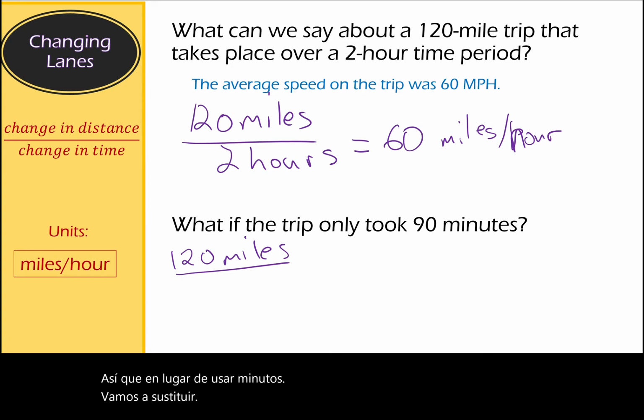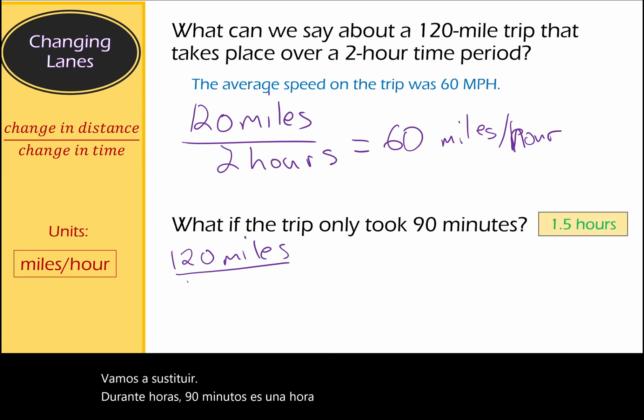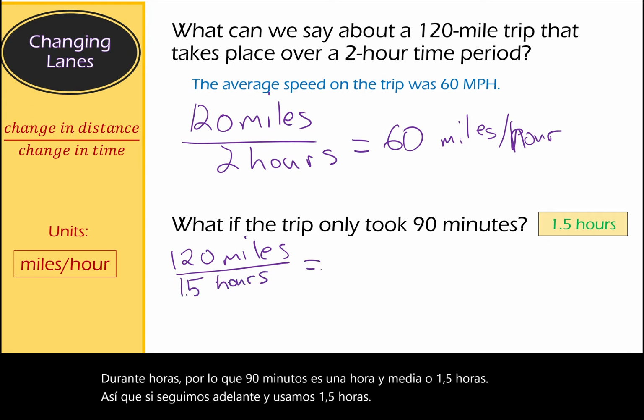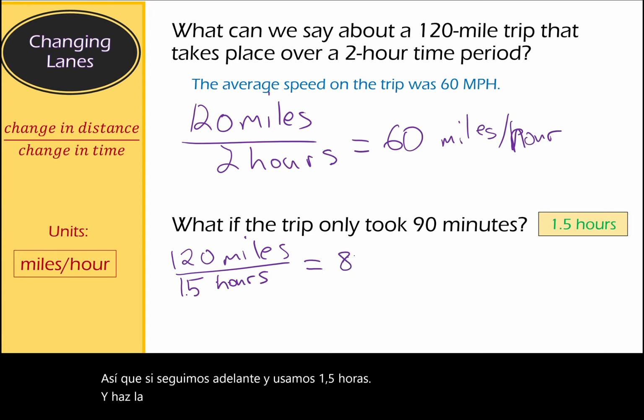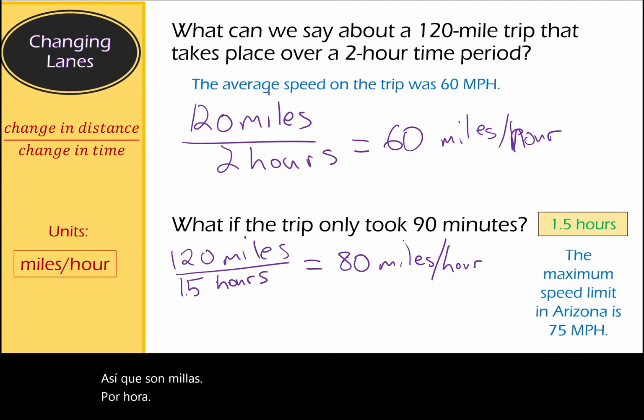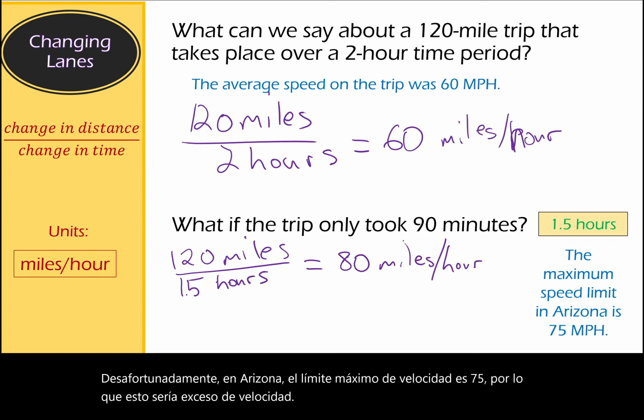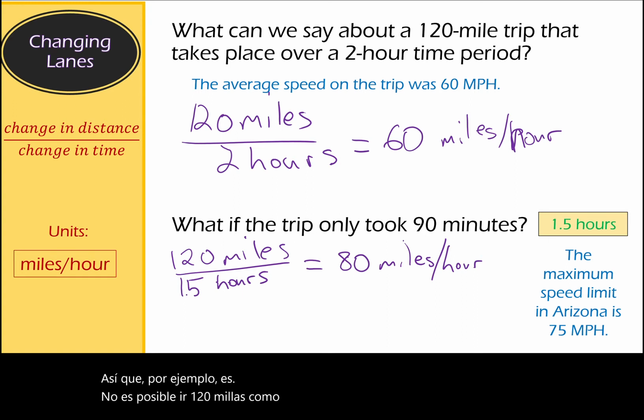So 90 minutes is an hour and a half, or 1.5 hours. So if we use 1.5 hours and do the division, 120 divided by 1.5 gives us 80. So that's miles per hour. Well, unfortunately, in Arizona, the maximum speed limit is 75, so this would be speeding. So for instance, it's not possible to go 120 miles, like from Tucson to Phoenix, in 90 minutes without breaking the law.